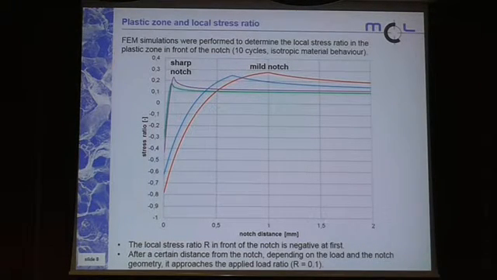It's very hard to gain the stress in front of the notches from experiments, so we did numerical simulations of those two different notch geometries and evaluated the stress ratio in front of them. Here we can see those two curves for the different load amplitudes, for the mild notch and here for the sharp notch. Both start at a negative value, and then after a certain distance from the notch they go back to the load ratio of 0.1.